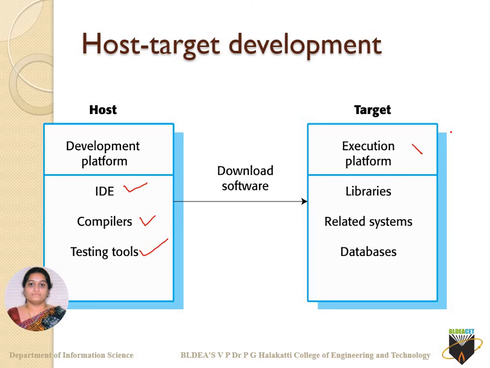In the target machine, I have my execution platform. Here I have a development platform, but there I have an execution platform. I have libraries, I have related systems, databases. So this is the consideration where we have to concentrate across host and target developments. With respect to the host, I'll have all these, but all of them will be absent in our target machine. So we have to make sure that these are all applied successfully. This is one of the implementation issues to be addressed.